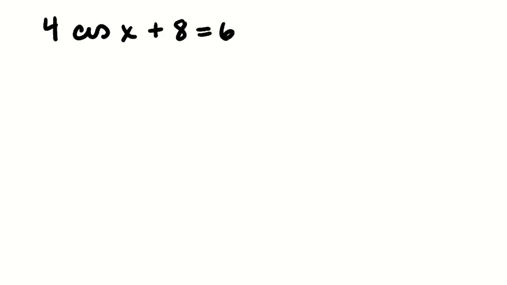All right, here's an equation that's got a little more going on. It's 4 cosine of x plus 8 equals 6. So we're going to solve this just like we solved for x in previous units, right? We're going to really undo our order of operations. We're going to start with the addition and subtraction and get rid of that. So I'm going to subtract 8 from both sides. That's 4 cosine x equals 6 minus 8.